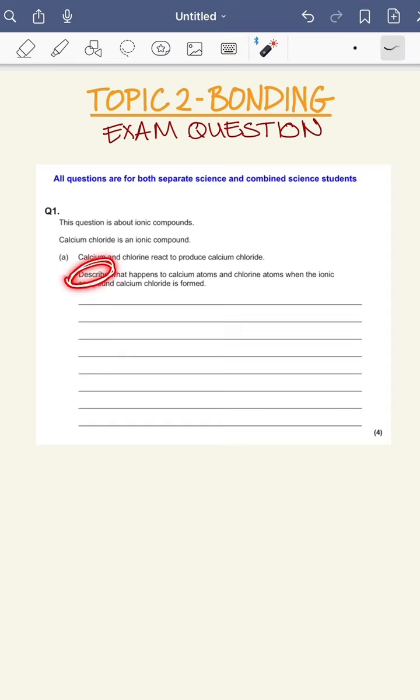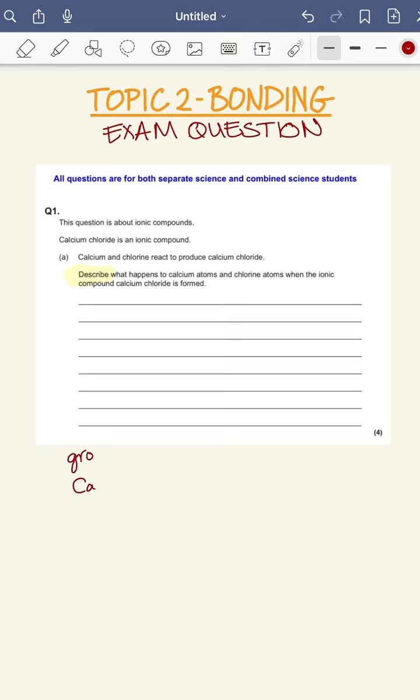And it's asking us to describe what happens when calcium atoms and chlorine atoms react when the ionic compound calcium chloride is formed. Okay, our operative word here being described, that means we need to just say what would happen and not necessarily give the reasoning. So I'm just going to do some working out here. We're going to start off with calcium.